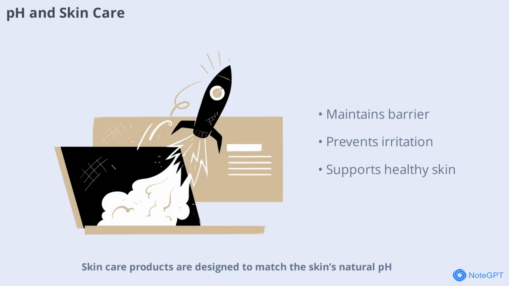Skincare products are designed to match the skin's natural pH, which is slightly acidic. This helps maintain the skin barrier and prevent irritation. Products with the wrong pH can disrupt this balance, leading to dryness or breakouts. Understanding pH helps you choose products that support healthy, glowing skin.